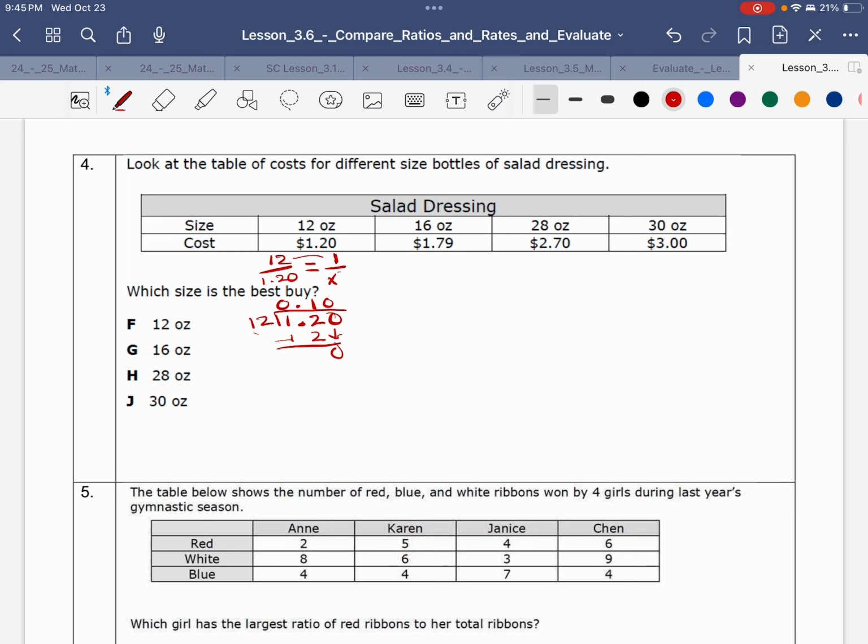All right, so let's do the same here. I'm not going to keep setting up the proportions. Y'all see what I did here to do that. But what we're doing is the same thing. I'll change the color for you though. 16. We're dividing up our price to see how much per ounce. 0, 1.